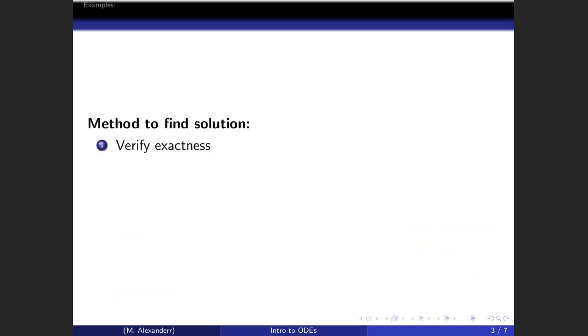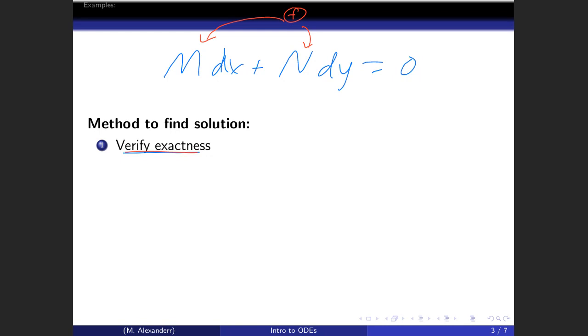Now the method that we talked about last time was the following. We have 3 steps. First, we want to verify exactness. The type of differential equation that you're looking at looks like this: some function M multiplied by dx plus some function N multiplied by dy is equal to 0. To verify exactness, what that means is that we want to know, is there a function f that will give us the function M and the function N? What we need to do to verify exactness is very simple.